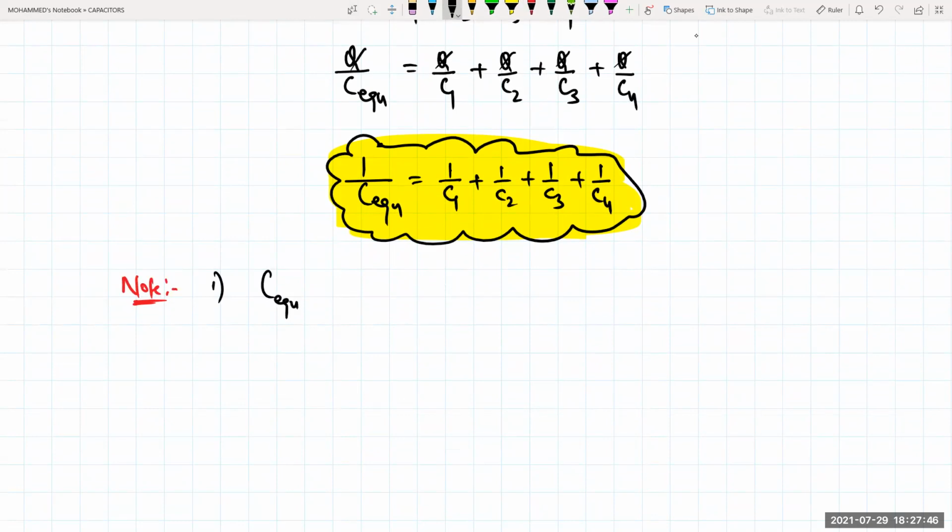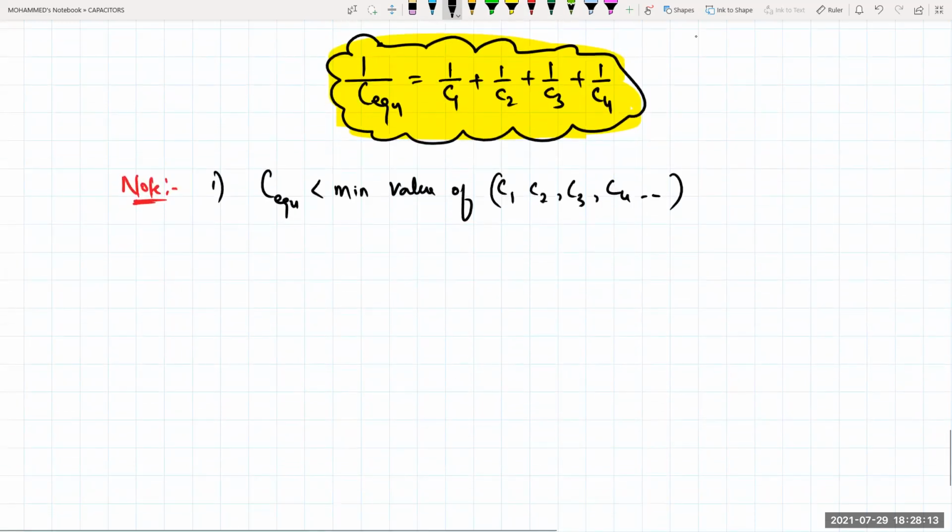C equivalent is always lesser than the minimum value of C1, C2, C3, C4, and so on. Okay? So C equivalent of capacitors will always be smaller than the minimum value of your C1, C2, and C3. Is that clear?